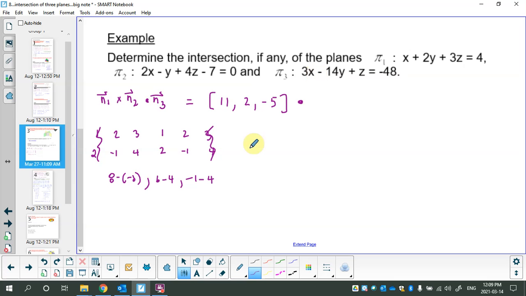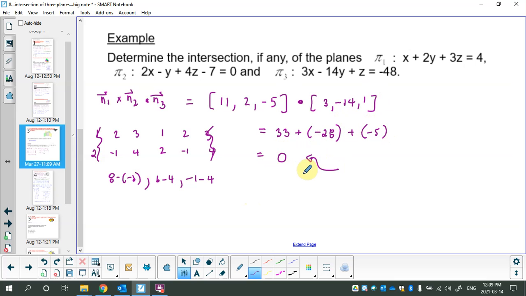And I have to dot that with the normal that I skipped over, which is this one. So 11 times 3 plus 2 times negative 14 plus negative 5 times 1. That's 0.